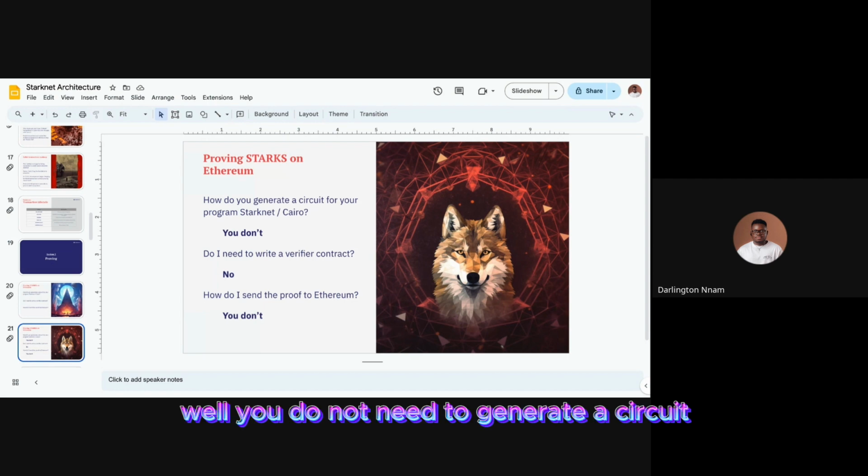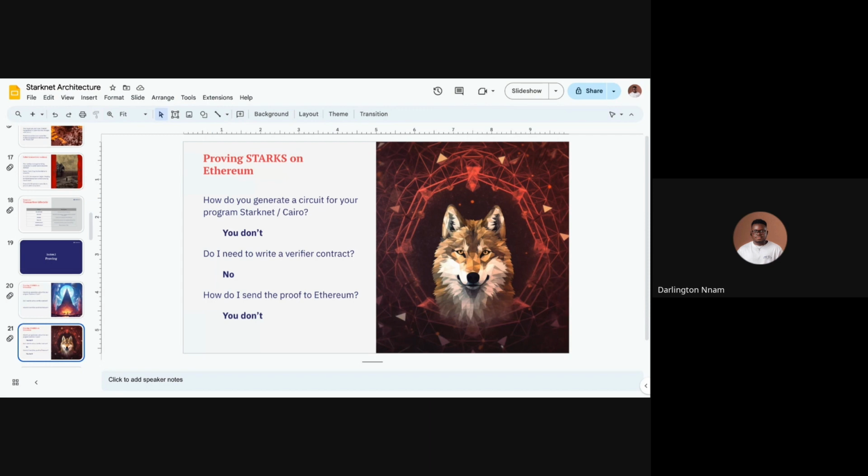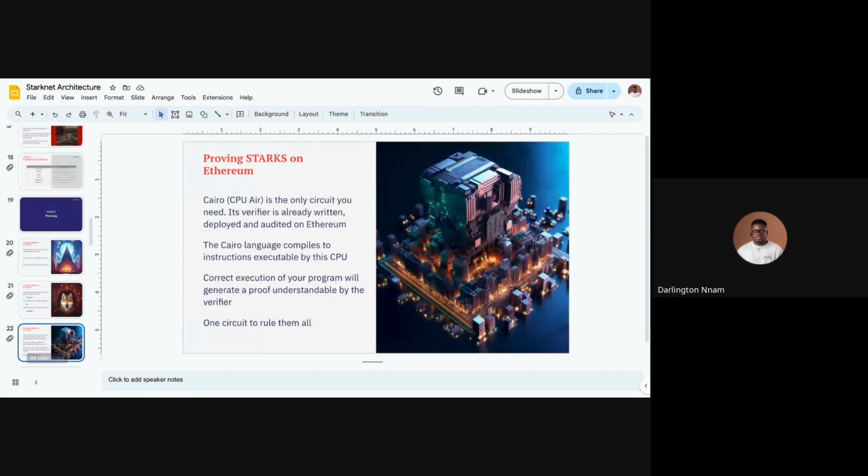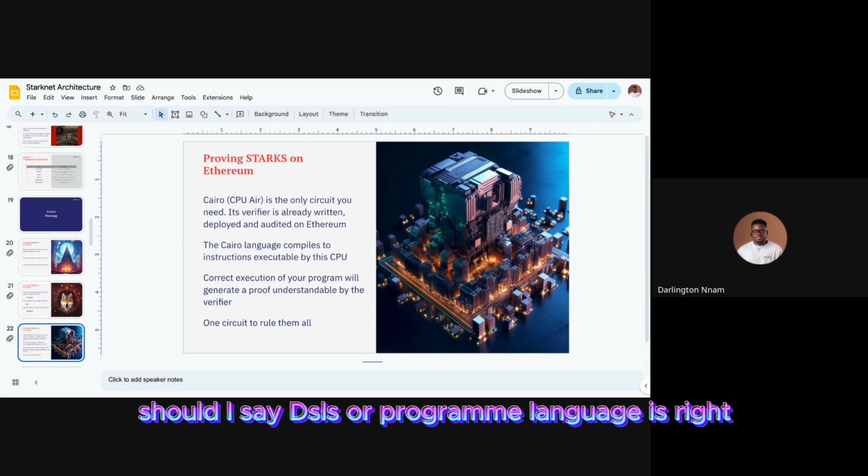Well, you do not need to generate a circuit for your Starknet Cairo program. You do not need to write a verifier contract. You do not need to manually send proofs to Ethereum. This is where Cairo excels above similar, should I say, DSLs or programming languages, right?